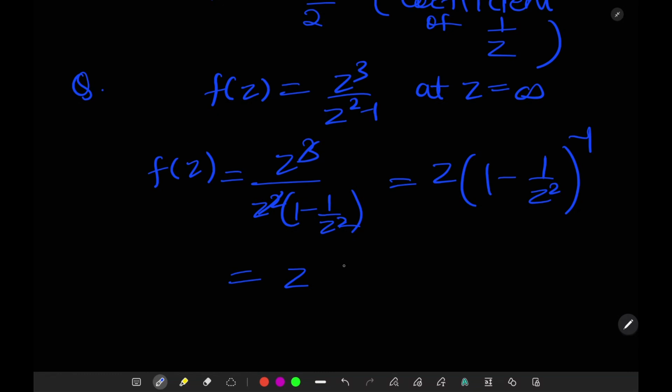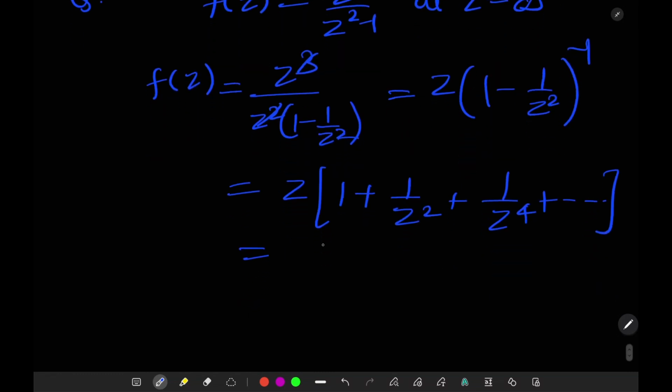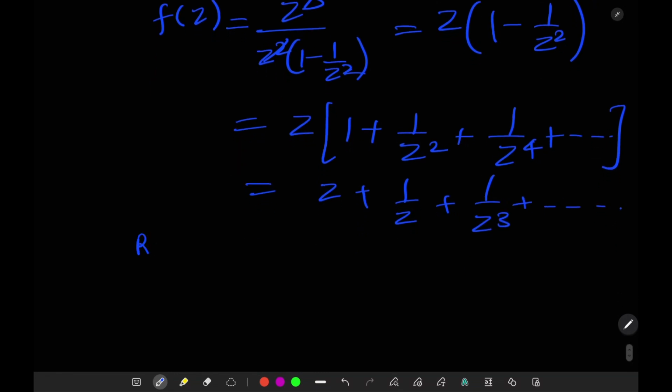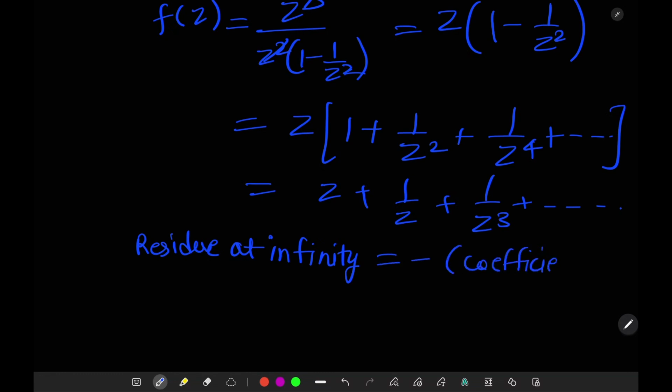Now expanding this, so this is z square and this is z raised to power 4 up to so on. Now multiplying by z, here we get this. Now using here residue at infinity, which is equals to minus coefficient of 1 by z, now equals to minus 1.